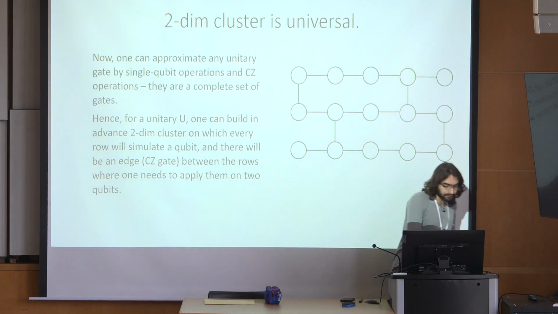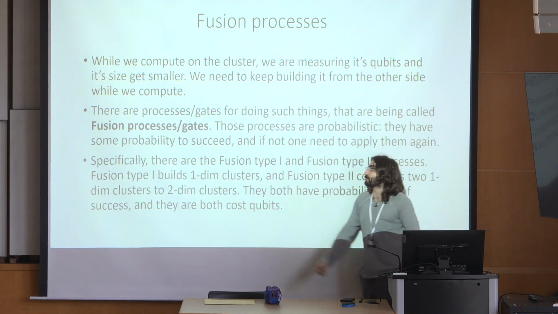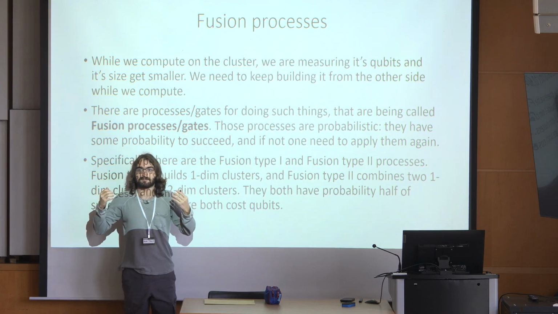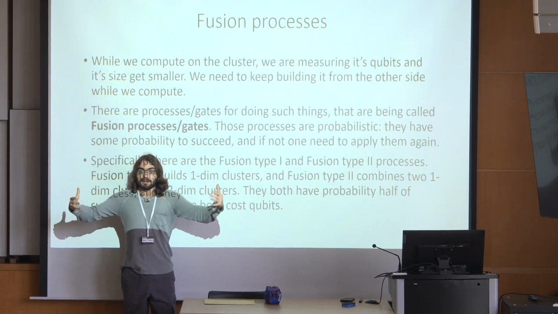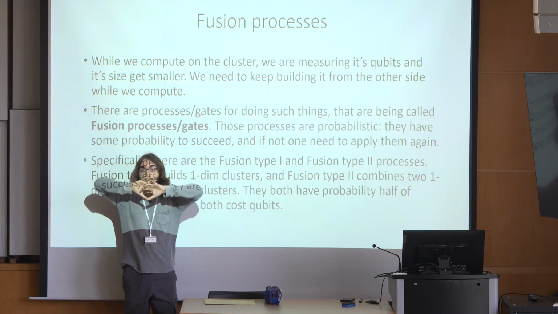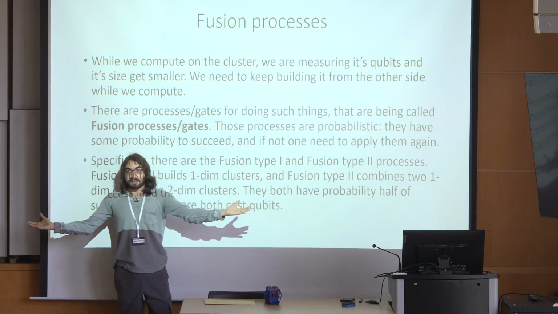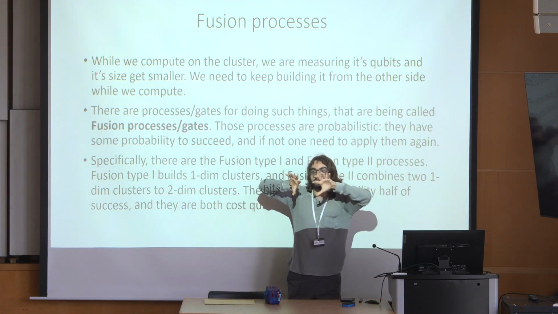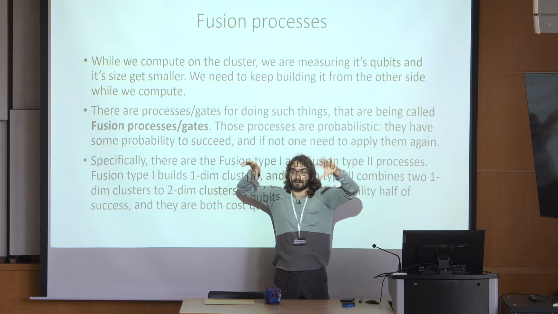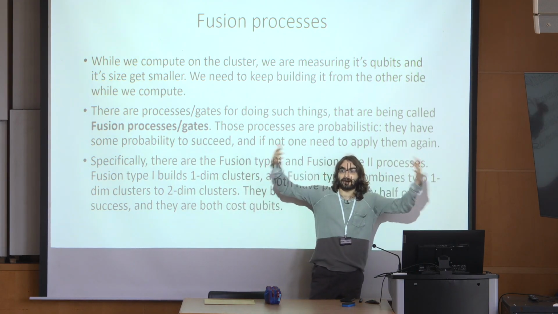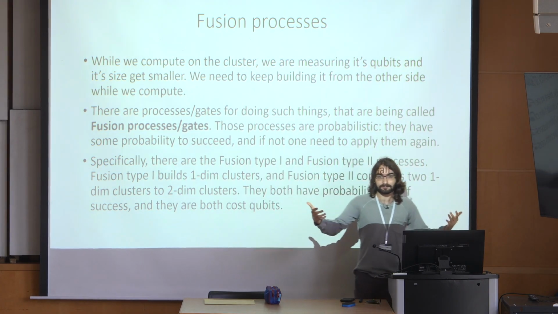And here comes the concept of fusion gates. Fusion gates are probabilistic gates that take two clusters. With some probability, it fuses them into a larger cluster. And with some probability, it fails, in which case we want those two clusters to remain separate, and then we will try again. So it's a way to build a large cluster from little clusters.